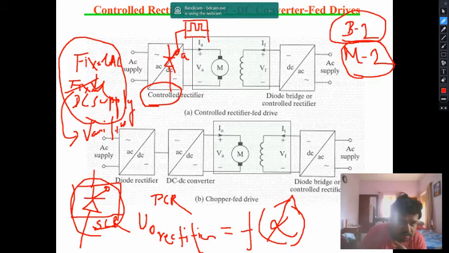That means you can control the output voltage level of the rectifier. That means this particular voltage, which is V0, say of the rectifier.